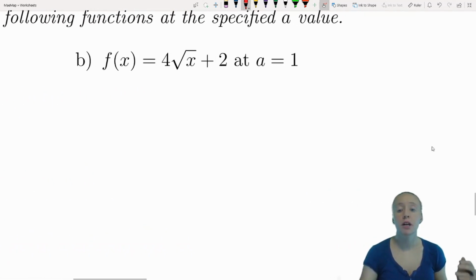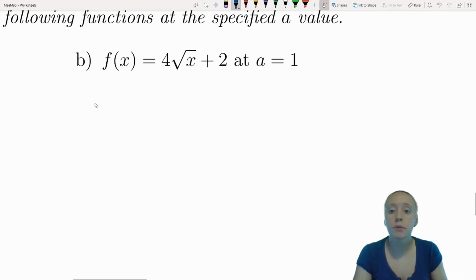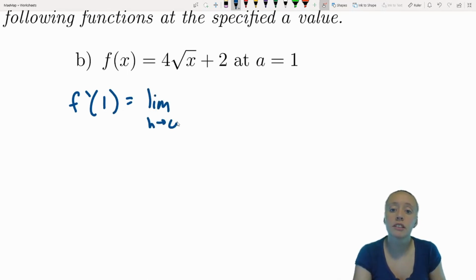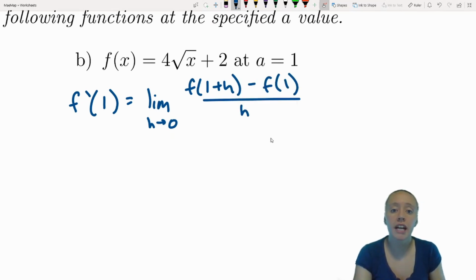Now let's move on to part B, continuing to practice with this new formula that we learned. So I'm going to find my derivative, f prime of a, which is f prime of 1. So that's going to be the limit as h approaches 0 of f of a plus h, so f of 1 plus h, minus f of a, f of 1, all over h.